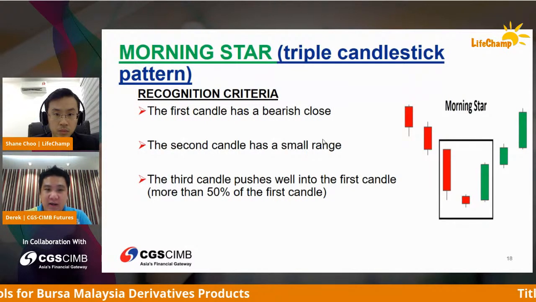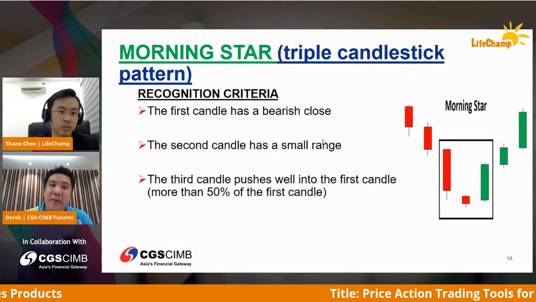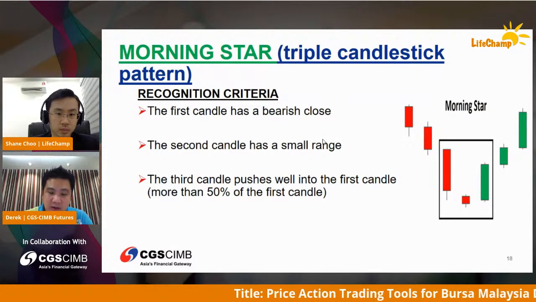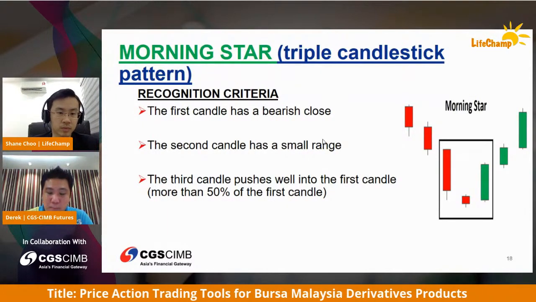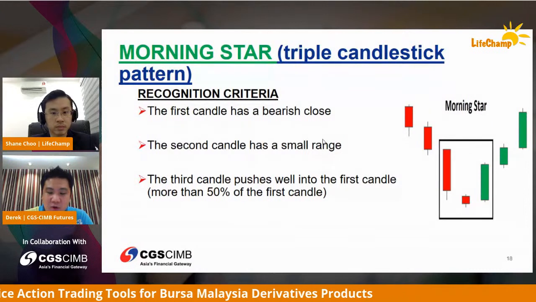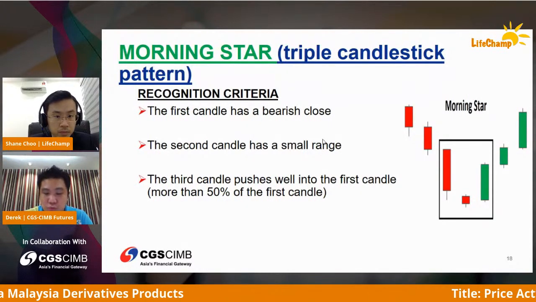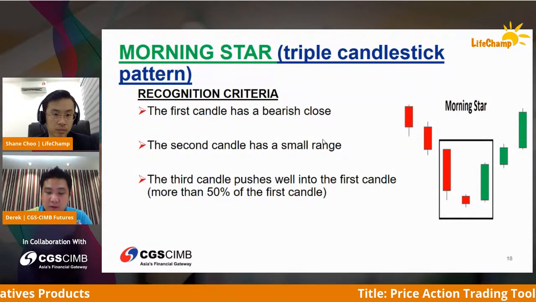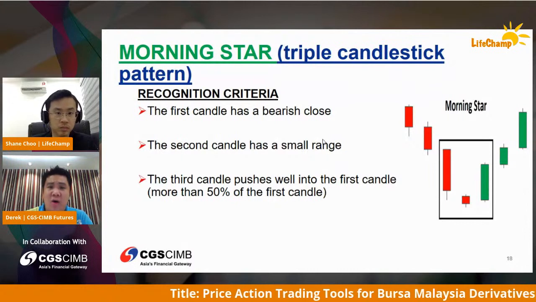Okay, let me explain the logic behind this pattern. On the first candle, you can see it has a bearish close. That means on the first candle, the seller, the bear, is still in control, as the price closed lower. Then suddenly a small range on another day.